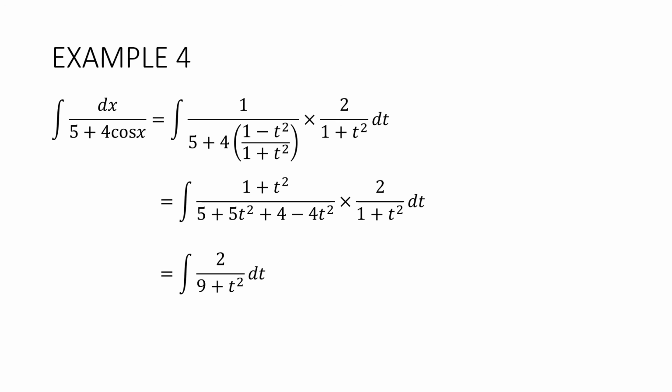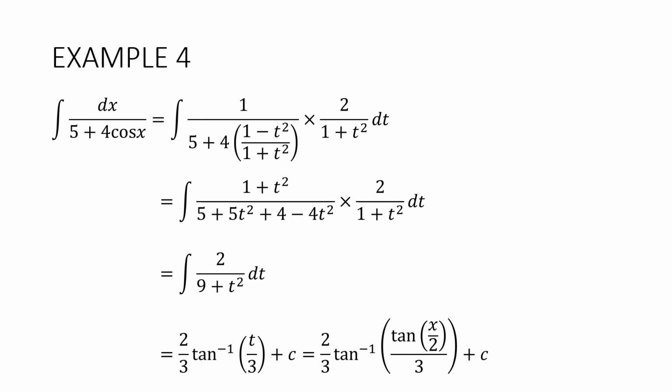And this is not a log because we don't have the derivative of t squared sitting on the numerator. In fact, it's inverse tan. So I'm going to bring the 2 out the front and use my reference sheet, and I'm going to get 2/3 inverse tan of t on 3 plus c. Don't forget to substitute back because we don't want t, we want x. But t is tan of x on 2. It's a bit ugly, but that's actually the answer.